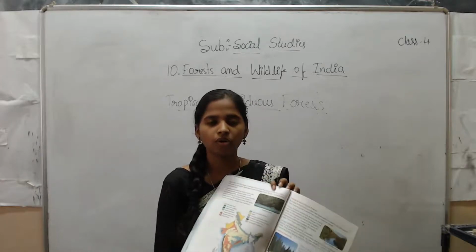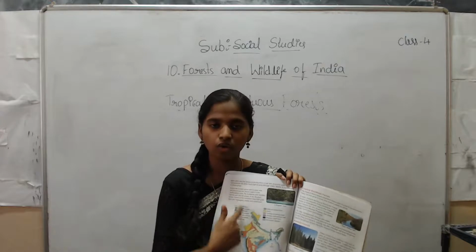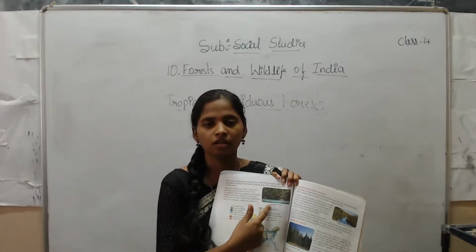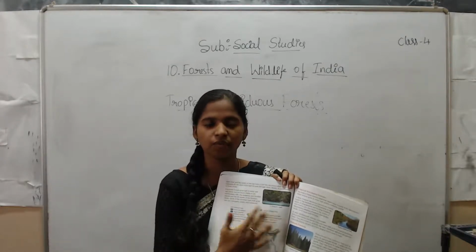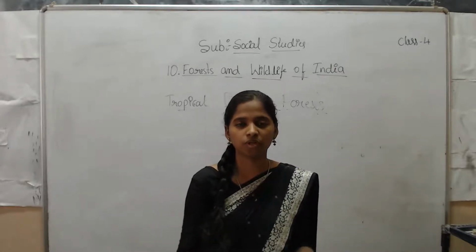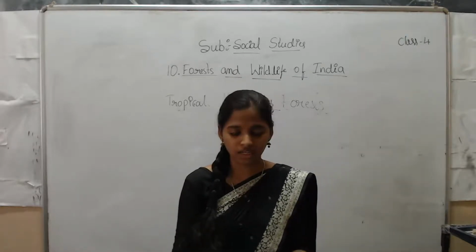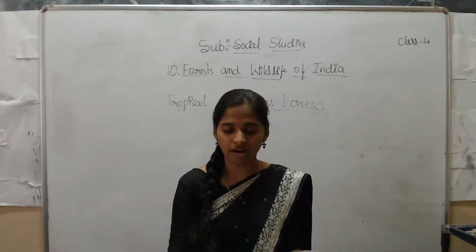If you want to understand this map, you have to go through the subdivisions mentioned here with the different colors. When you go through those colors, you'll get to know what kind of forest is present in which areas of a state, and you can easily understand it.